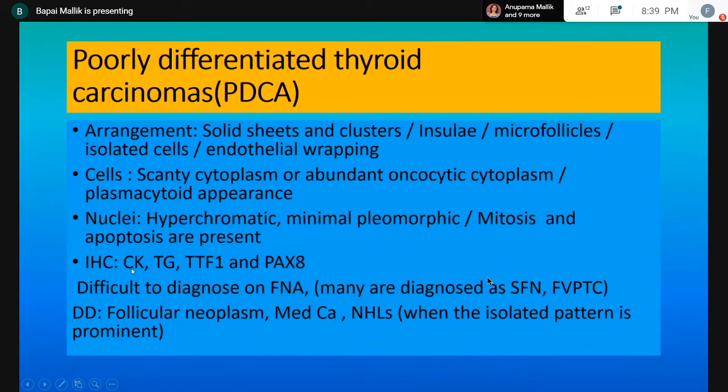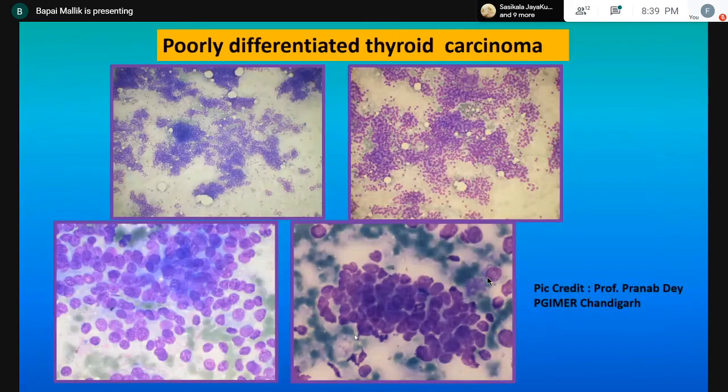They are positive for cytokeratin, thyroglobulin, TTF1, and PAX8. Nothing surprising over there. They are difficult to diagnose on FNA. Let's be honest, they are not very easy to pick up on FNA, and many are diagnosed as suggestive of follicular neoplasm, and sometimes even follicular variant of papillary thyroid carcinoma, and even sometimes NHL when there is an isolated pattern.